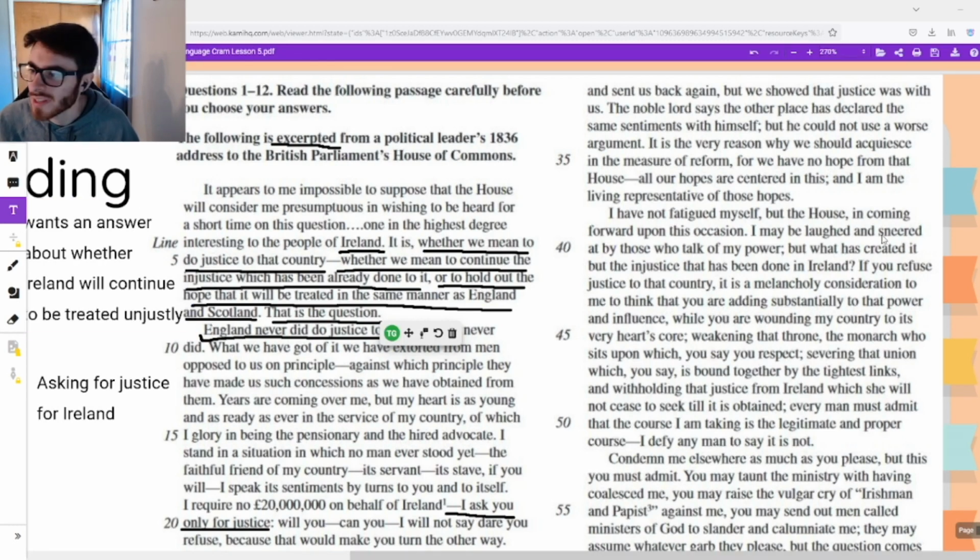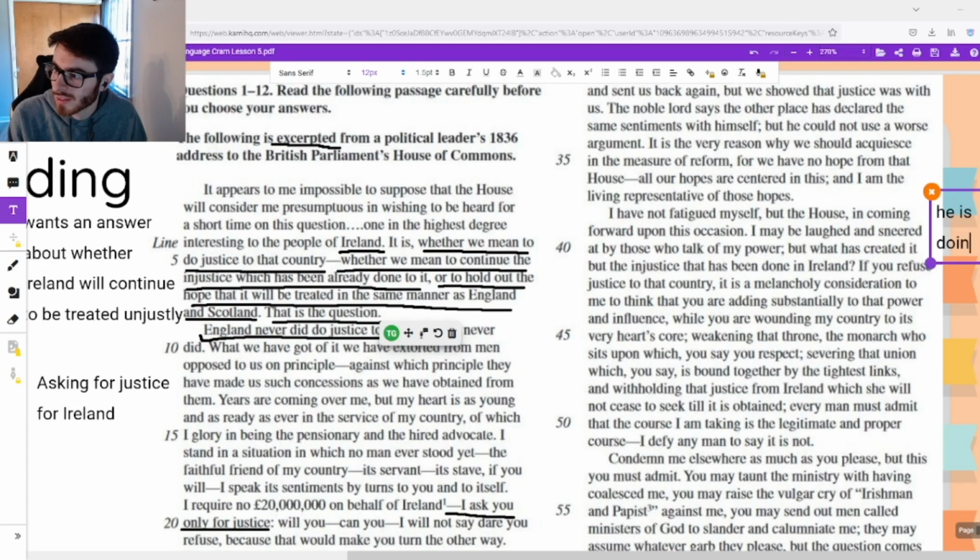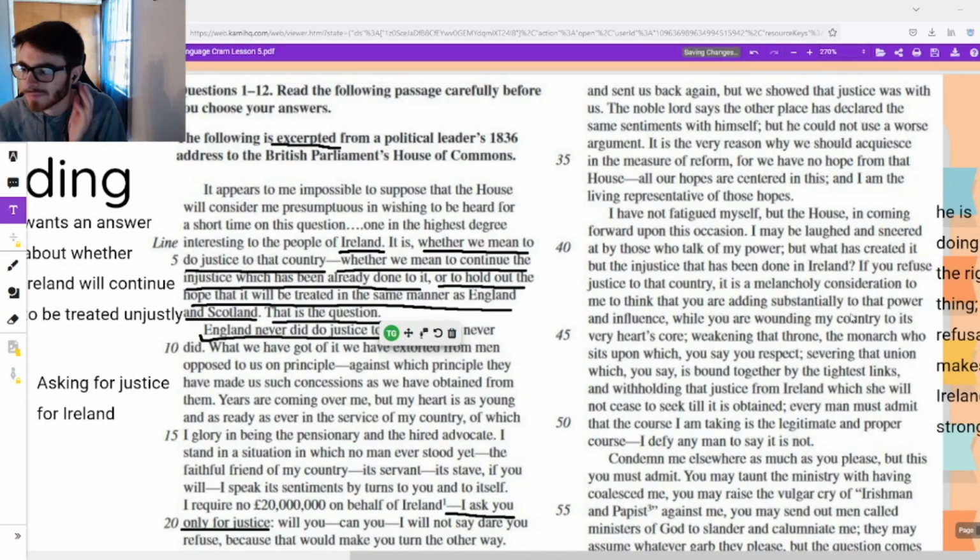Okay, so he's declaring that he is doing the right thing, and he's also saying that England is weakening itself by denying him, right? It's almost like a what doesn't kill us makes us stronger kind of argument. He's saying that the more you refuse justice to Ireland, the more powerful Ireland becomes, right? While he says you're weakening the throne while you're wounding my country, essentially. So refusal makes Ireland stronger, we could say.